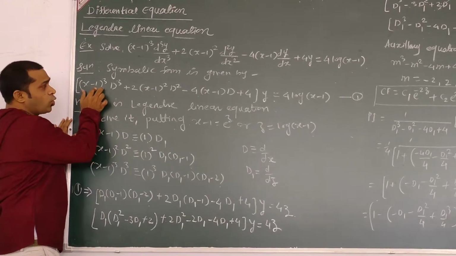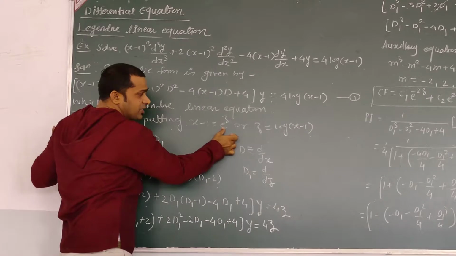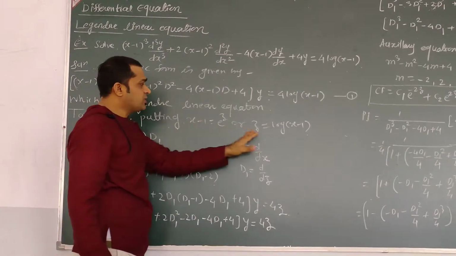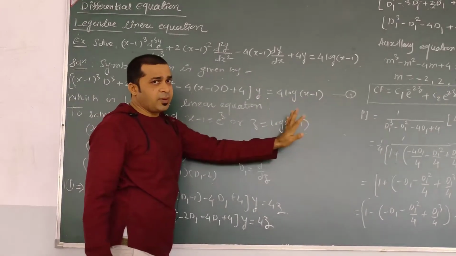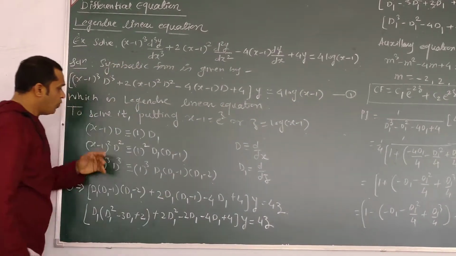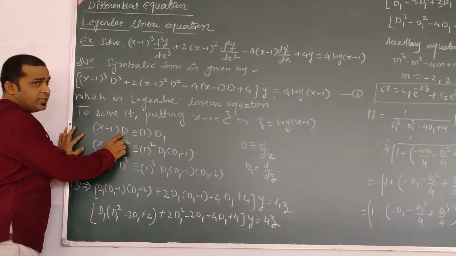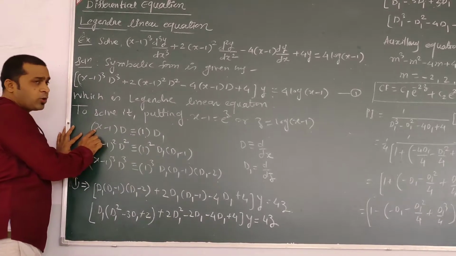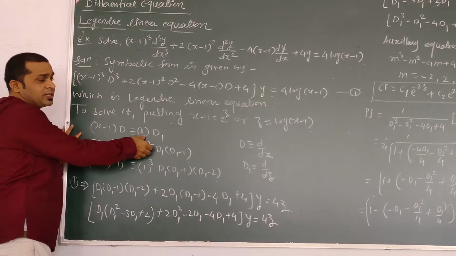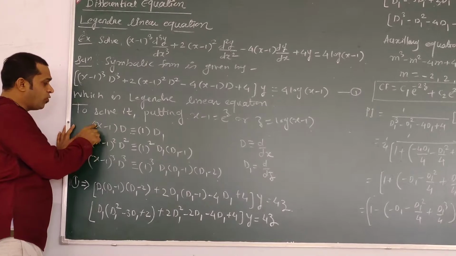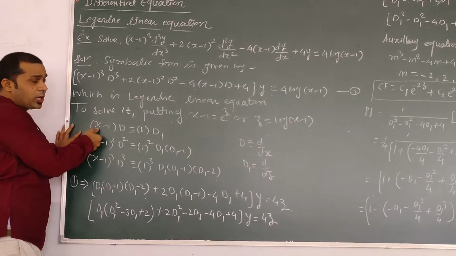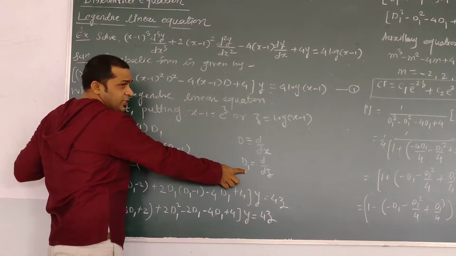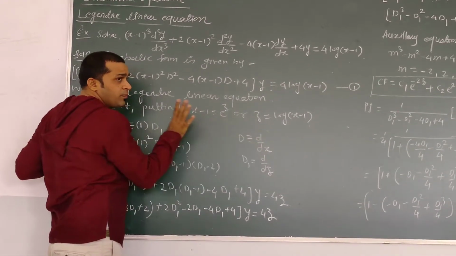The quantity x minus 1 we substitute as e raised to the power z. I take the logarithm to both sides. So what will this become? It is z equals log of (x minus 1), and simultaneously we replace (x minus 1) D by 1 into D1. What is this 1? 1 is the coefficient of x, we write it down. In Cauchy's equation we do not write this, but here you have to write it, that is, the coefficient of x has to be taken into account. So that will be 1 into D1. D1 stands for the derivative with respect to z, and D stands for the derivative with respect to x.